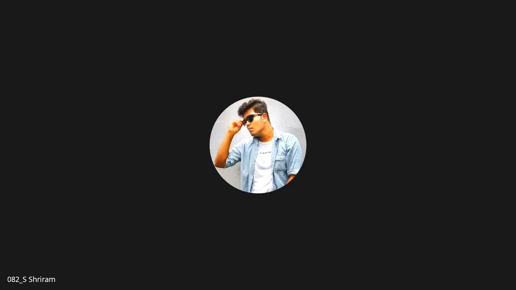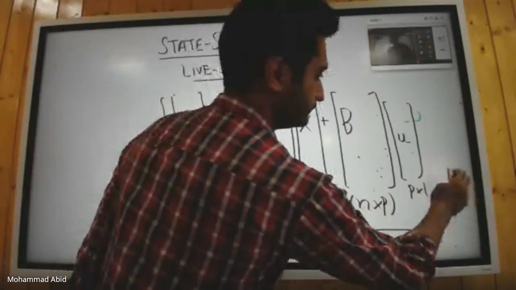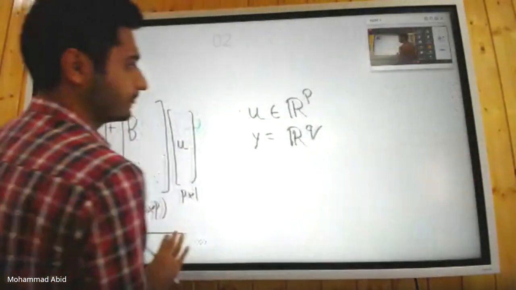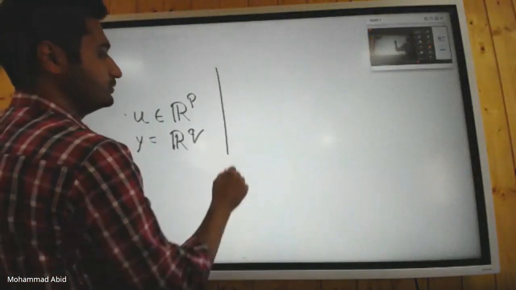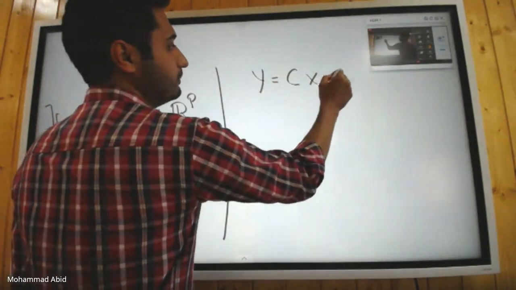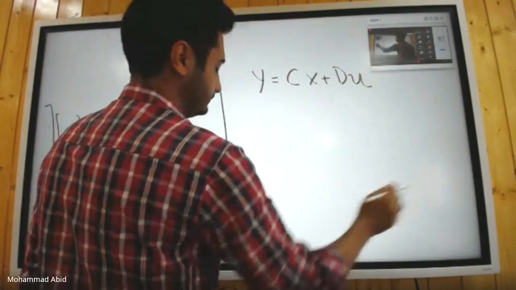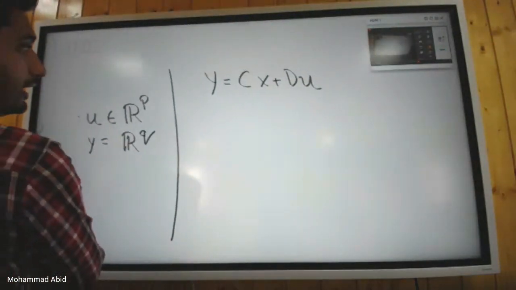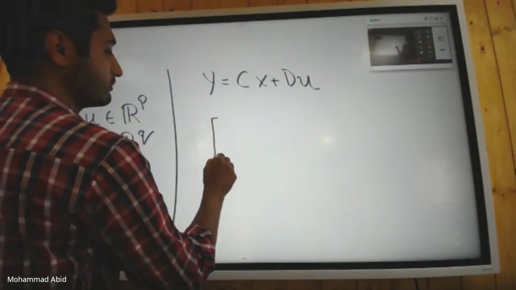Yes, got it. Okay. Now, what is the second equation? The output equation. The output equation looks like this. y is equal to Cx plus Du, isn't it? And in matrix form, it looks like this.